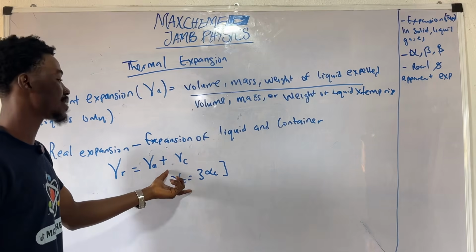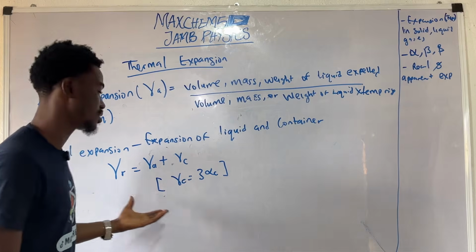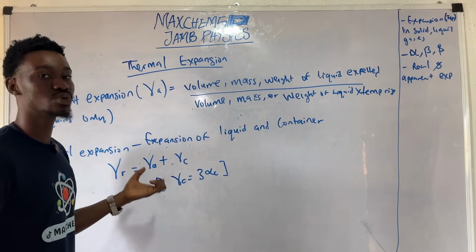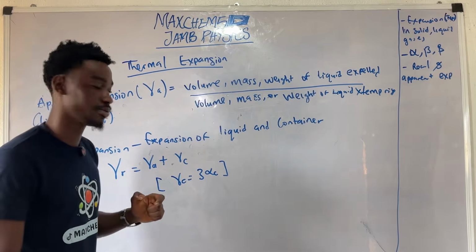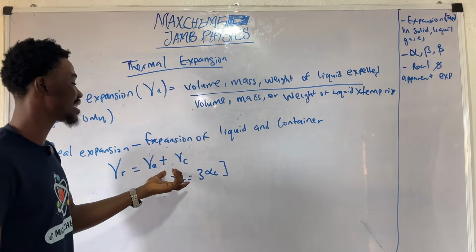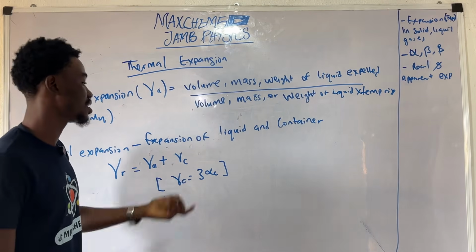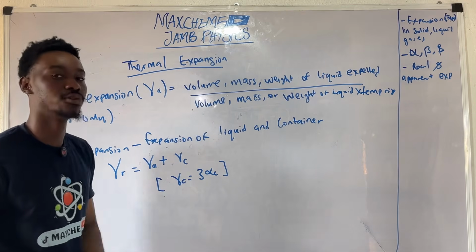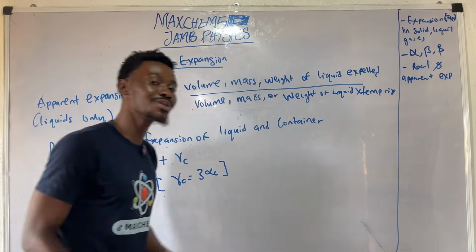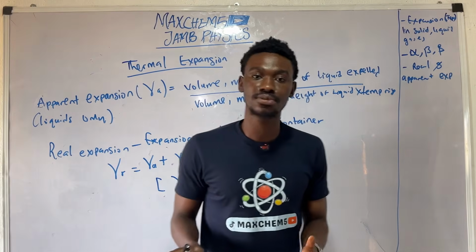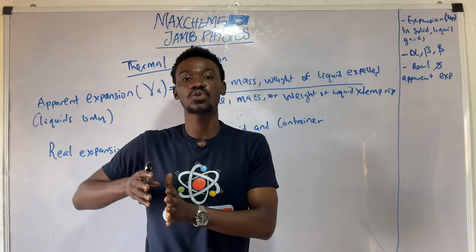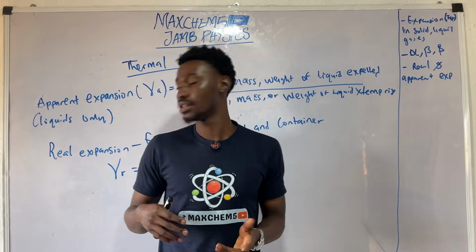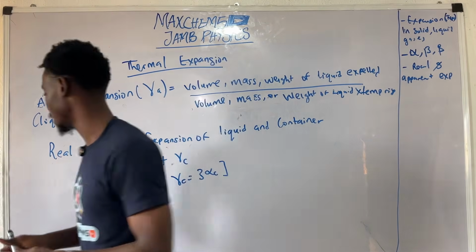So the cubic expansion is related to the linear expansion by this formula. But this is a formula that relates to the container itself, not the liquid. So for the container itself, the cubic expansion is equal to 3 times the linear expansion of that container. And there's also a mnemonic I would like to teach you, a way to compare different metals and see which has more expansivity and which has less expansivity.